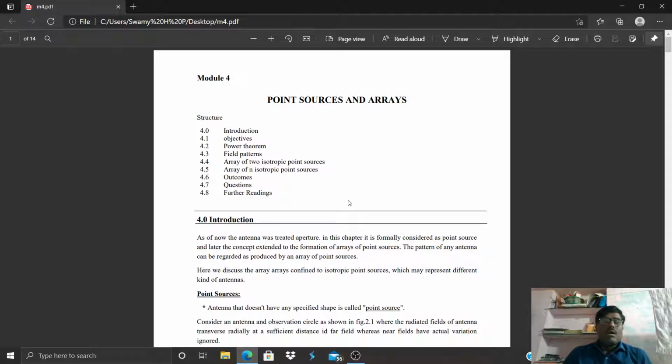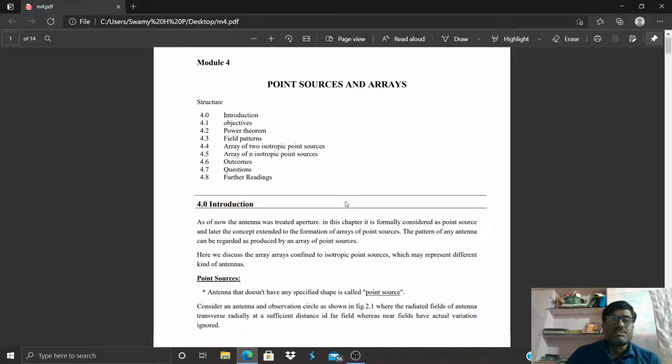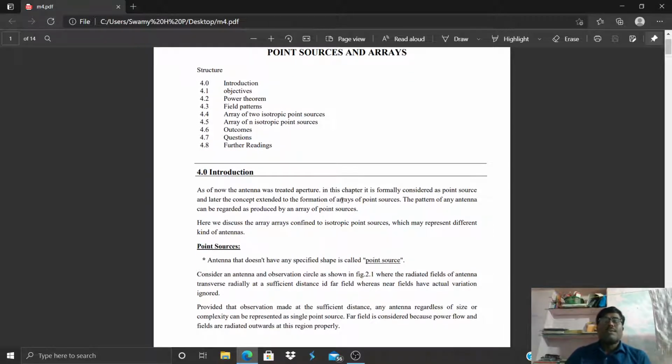Now I would like to start with what a point source is in this introduction. You already know what an antenna is. An antenna is a device, or it is used as a transducer, and it makes a transition between guided wave and space wave, and space wave and guided wave. Overall, it is a device used to transmit electromagnetic energy and to receive electromagnetic energy from space.